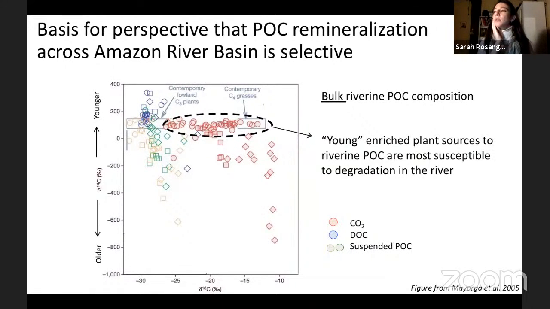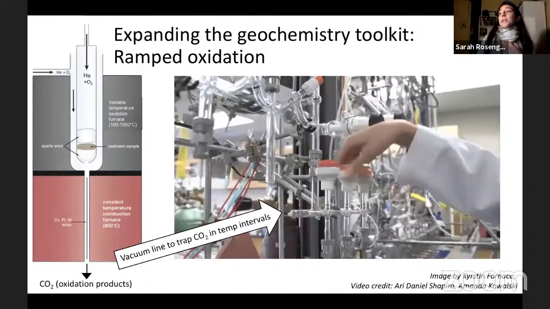So this is a study that's almost a couple decades old, looking at the bulk isotope composition of carbon dioxide and dissolved organic carbon and suspended particulate organic carbon in the Amazon River basin. And what these authors saw was that the red values for carbon dioxide are quite different than the isotope composition of DOC and POC. And so from that, they concluded that the substrate for remineralization in the Amazon comes primarily from young, relatively fresh plant sources in the Amazon River Basin. So they suggested that there is selective preservation of POC and selective remineralization of POC in the Amazon, which has inspired, after all this time, the questions that we'll be dealing with in this talk and in this study as well. So we're expanding that.